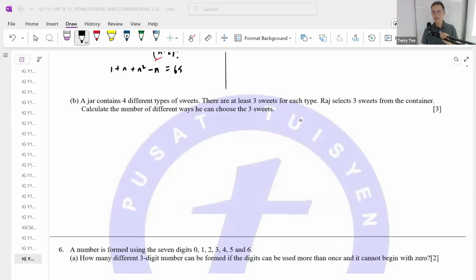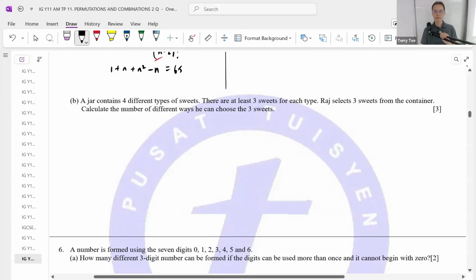There are at least 3 sweets of each type. Raj selects 3 sweets from the container. Calculate the number of different selections of sweets that he can make. So this one is quite challenging, I would say. Why? Because you have 4 types of sweet, each one has at least 3, and he wants to choose 3 sweets, right? So there are 3 cases to consider.